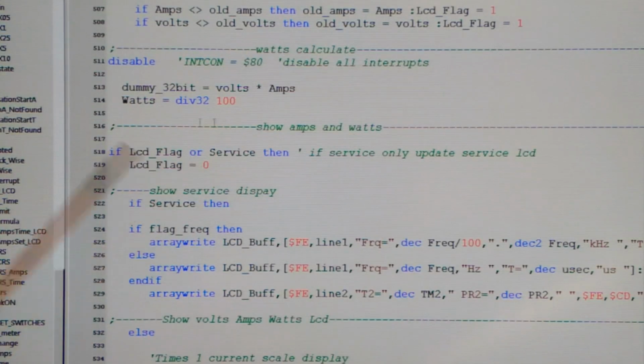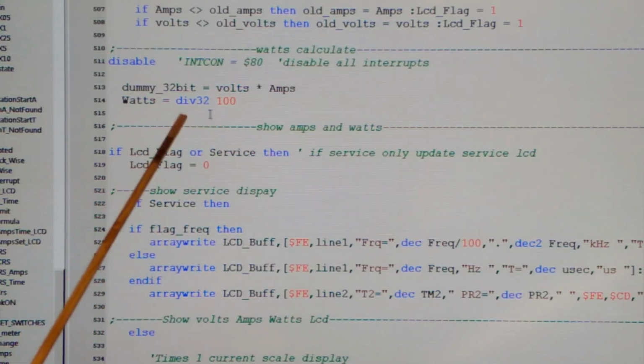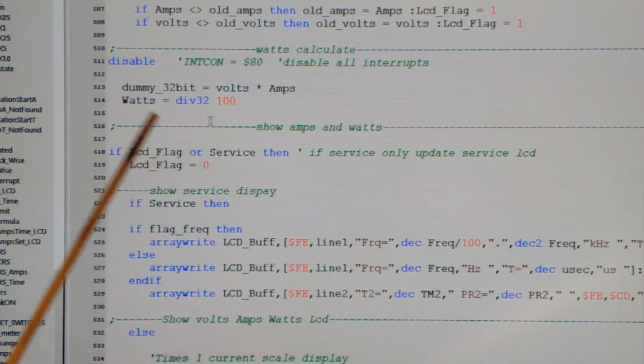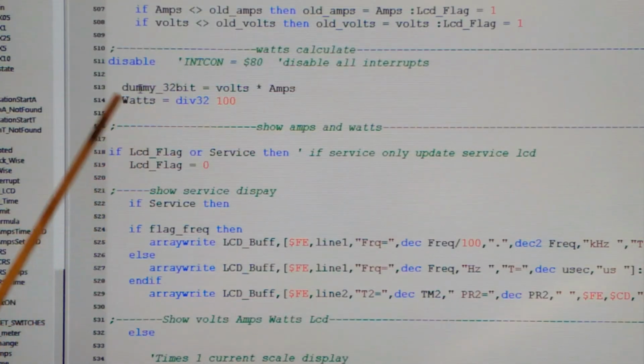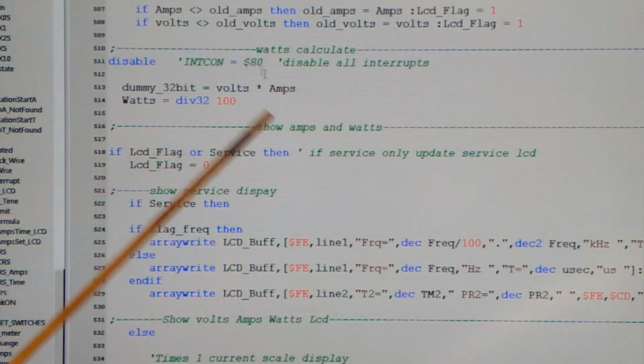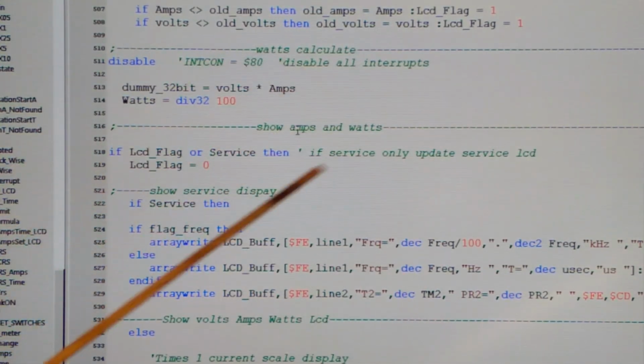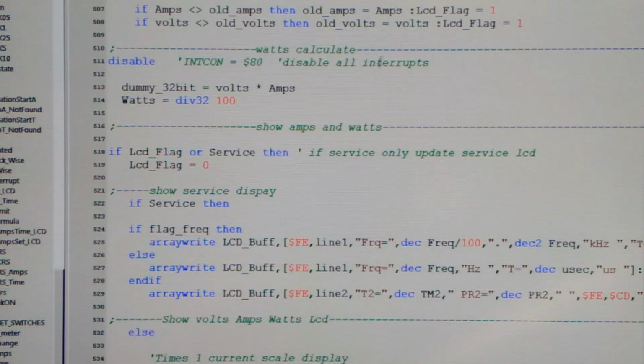I'm calculating the watts to display on the LCD screen, so you need to times the volts by amps, and because the number could be bigger than 16-bit, I have to use this stupid divide by 32 command, and I have to create a dummy 32-bit variable to be able to hold that number and do my calculation, just in case it's bigger than a word. Again, with Arduino you don't have that problem. With C professional programs you don't have that problem.